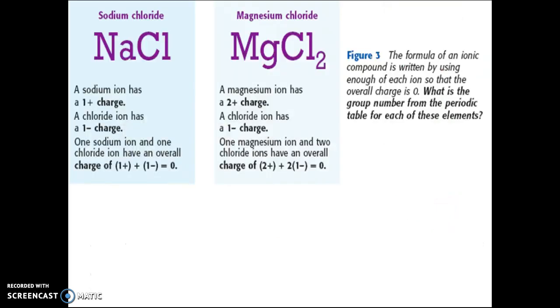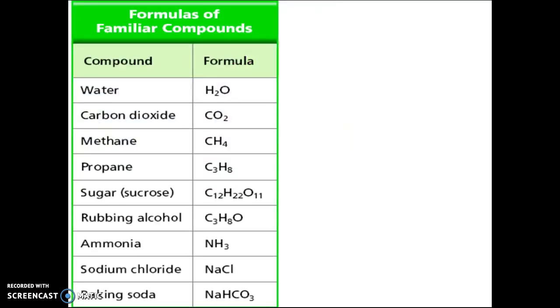Here's a couple more formulas. NaCl, sodium chloride, table salt. And then magnesium chloride, MgCl2. 1 magnesium, 2 chlorines. Here's another list of just some fairly familiar types of compounds. You'll probably see some of these here and there as we talk more about chemical equations and things of that sort. We know water, we know carbon dioxide.